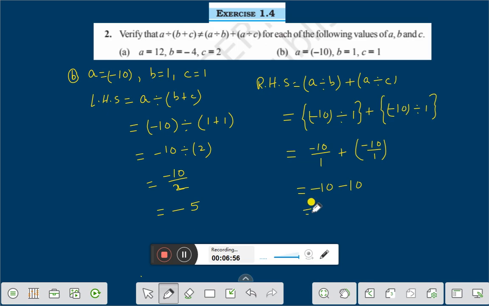They are same sign, therefore it will add the numbers. The 10 plus 10 is 20, and the sign will be minus. Here you see that left hand side is minus 5, right hand side is minus 20. Therefore, you can say that left hand side is not equal to right hand side. Therefore, it is verified.